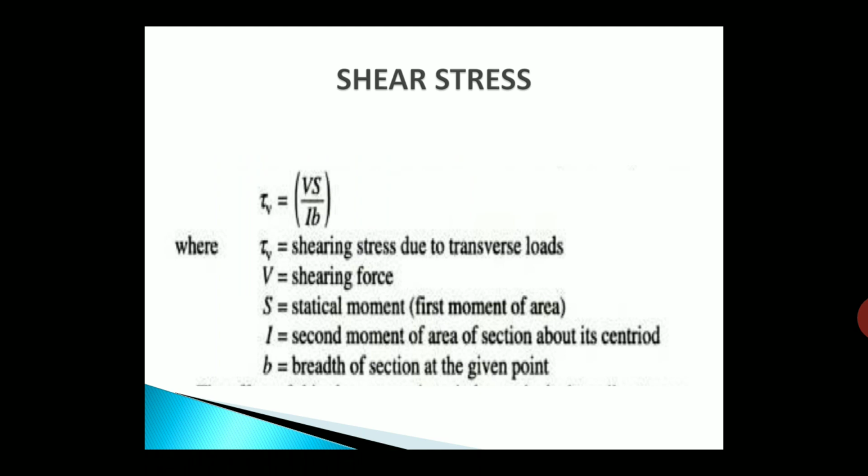Then I is the second moment of area or moment of inertia. For a rectangular element it is BD cube by 12, and if we have an I section we have to compute it. Next, B is the breadth of the section at the given point. Now if we are analyzing a flanged section, B has to be taken as the width of the flange for an I section or a T section. So this formula is very important. In the first part of the problems we will be using this formula to find tau v.